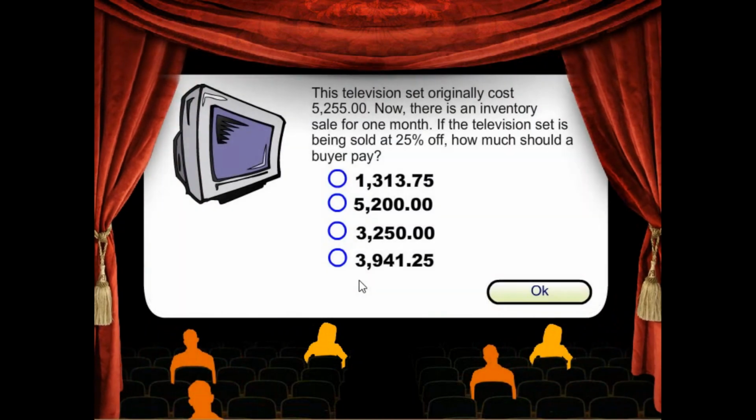This television set originally cost 5,255 pesos. Now, there is an inventory sale for 1 month. If the television set is being sold at 25% off, how much should the buyer pay?